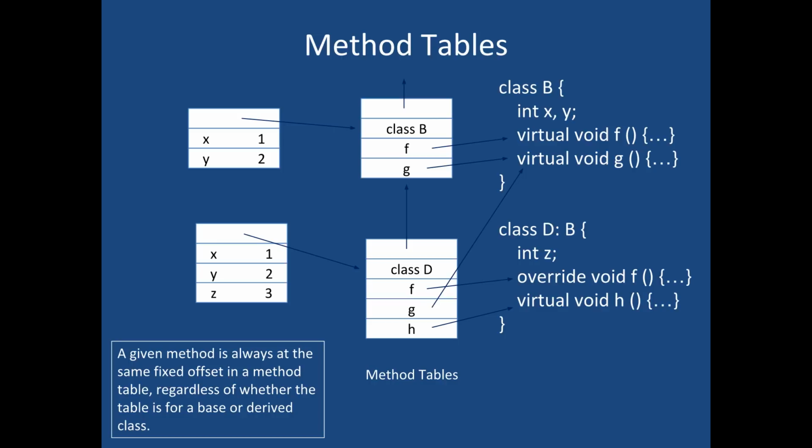So it doesn't matter where these objects are stored. Even if this object is stored in a variable of type B, when we invoke f, we always figure out which f to call by going from here. So if a variable happens to hold one of those objects, no matter what type of object is in the variable, it will always go to the same offset in the table. It's just which table does it go to. So that's why it's important that f and g be at the same relative offset in both tables.